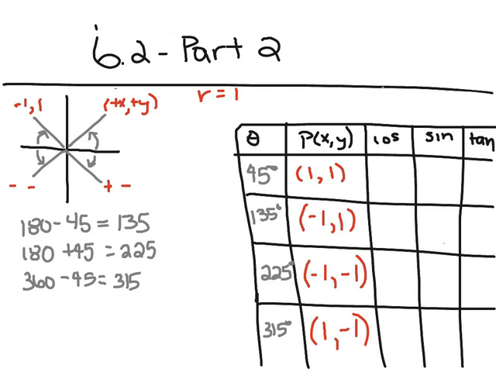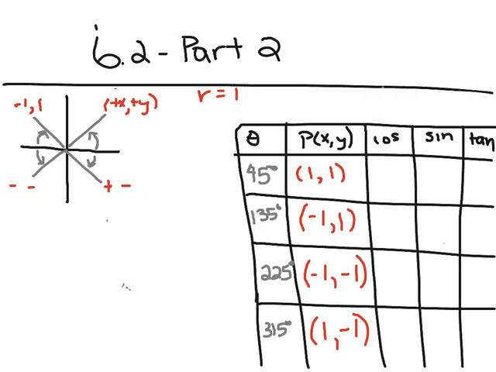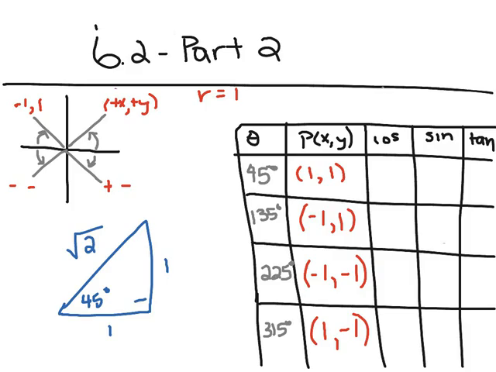Now to find our ratios, we have to remember our 45-degree triangle. So this is good to just remember always. Your 45-degree triangle has two legs that are 1, and the hypotenuse is root 2. So star this, remember this forever.